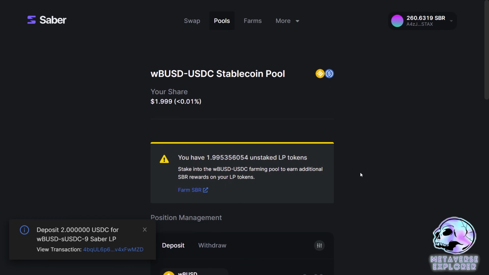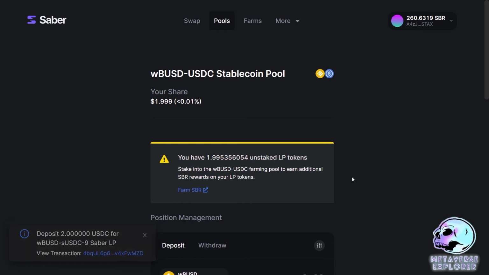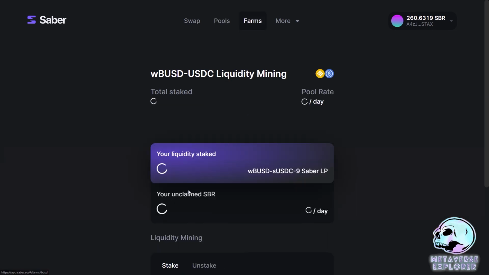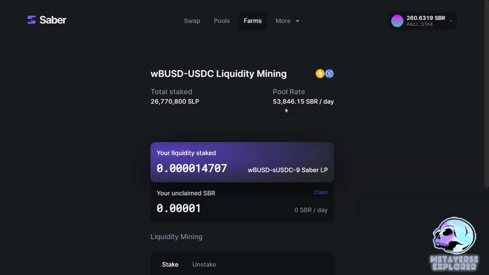So now that we have a part of this stablecoin pool, we have a receipt that says, hey, I'm providing liquidity for the wrapped BUSD and USDC stablecoin pool. I have this receipt. Saber wants to use your receipt so that you can receive Saber tokens, the things we looked at before. Let's click on here so you can farm some Saber. So we'll have a look at the liquidity mining incentives. This is to show your commitment to the Saber protocol.